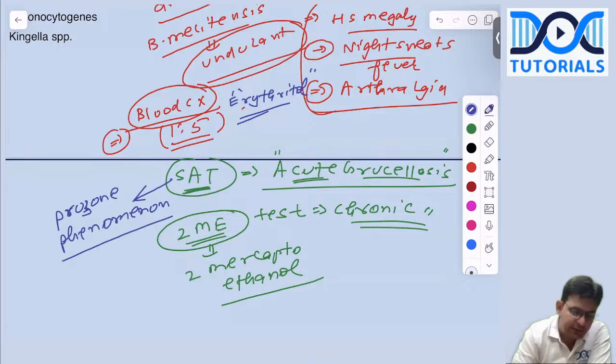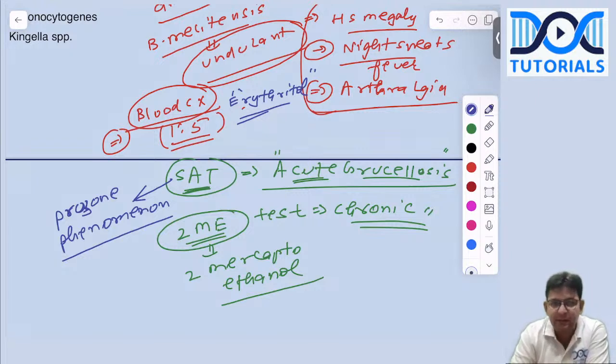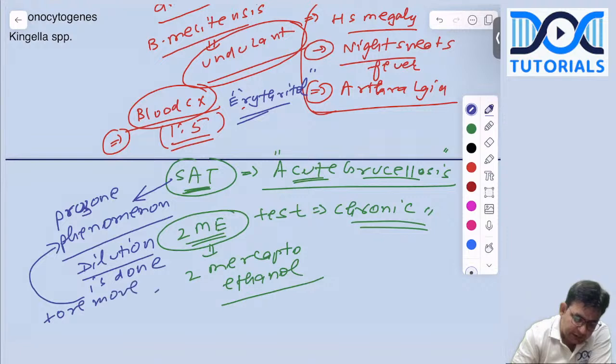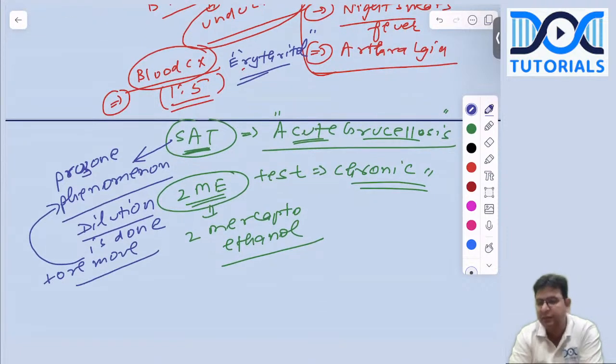Okay, so this prozone phenomenon shows up, and that's why we say that the first SAT might come negative, and the second will come positive when you do what? When you do the dilution. So dilution is done to remove the prozone phenomenon. This is an already asked question. Definitely can come to you.